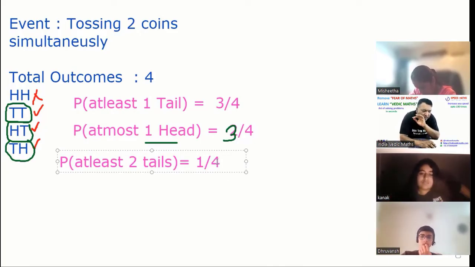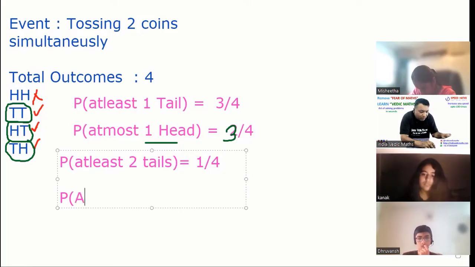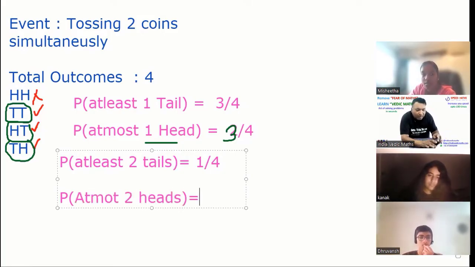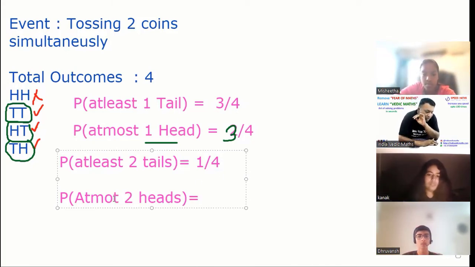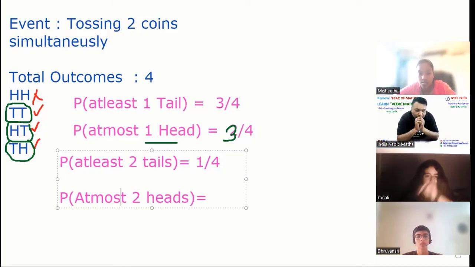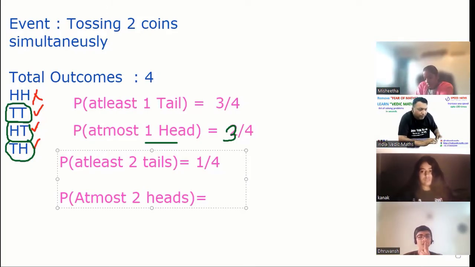And the last question of this set is, what is the probability of getting at most 2 heads? Try, everybody write down. One of you will explain. Probability of getting at most. I forgot the S. At most 2 heads. Okay. Let me write, everybody. Ruvansh, explain to us. Which outcomes are favorable to us? I think all of them. All of them. How?